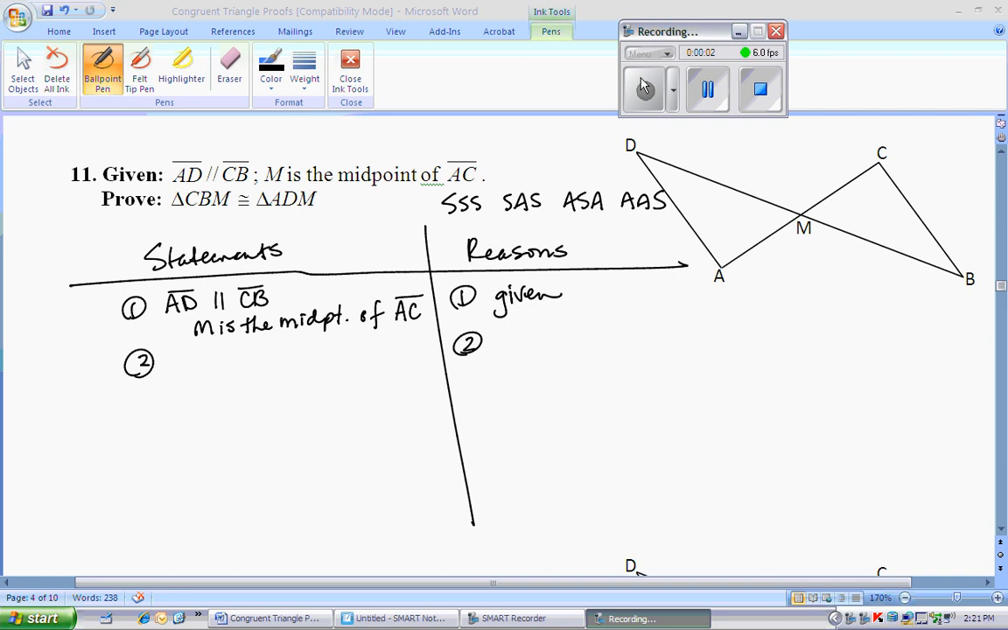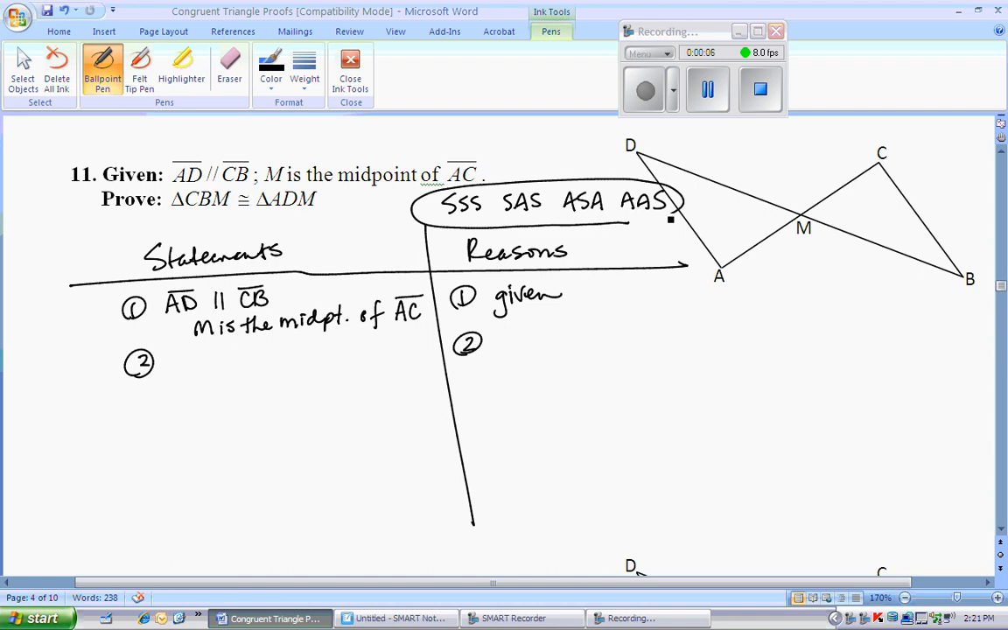I have my given down, and I've listed the different theorems that we can use to do what they're asking, which is prove the triangles congruent. Each one of those four reasons I have up there, those abbreviations, are for sets of corresponding congruent angles or sides. We need corresponding congruent angles or sides. Well, let's look at what they gave us.